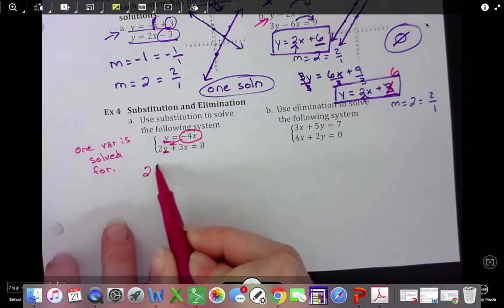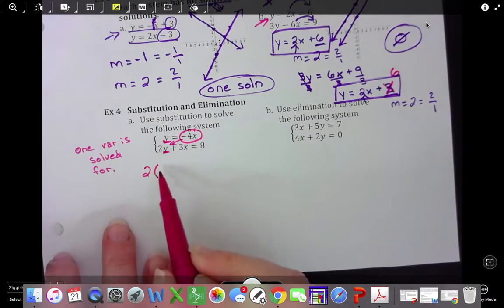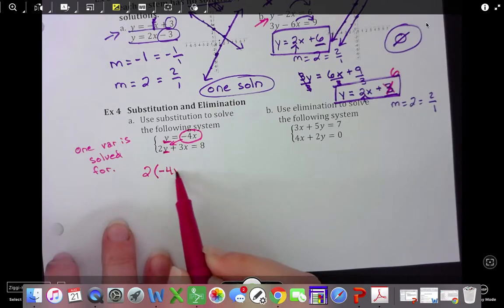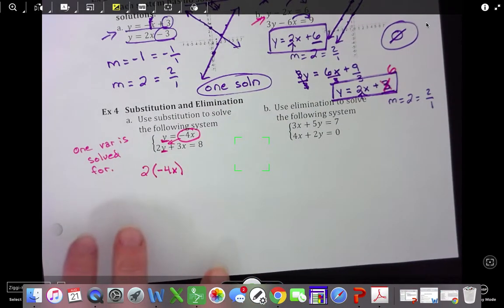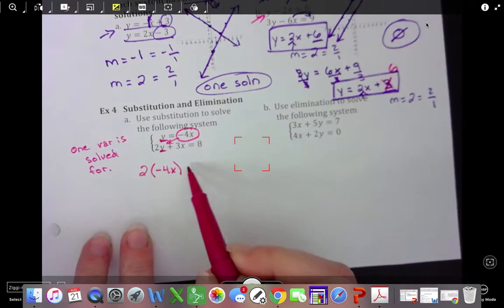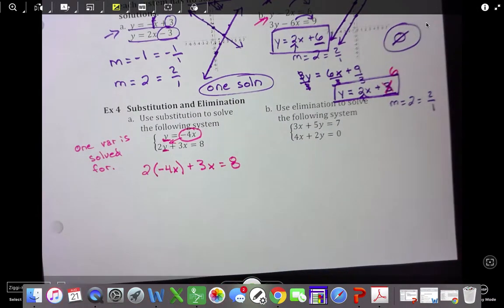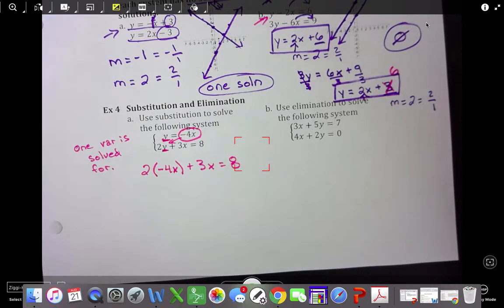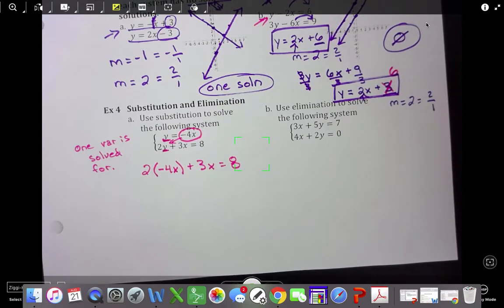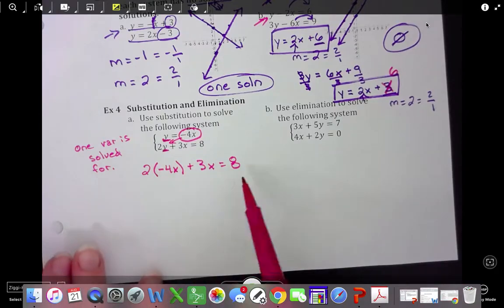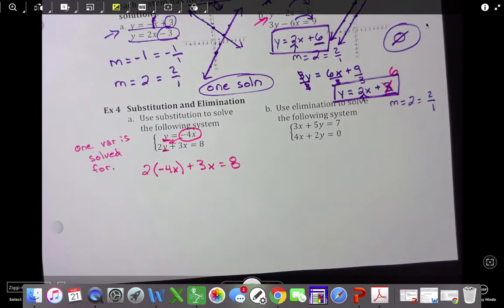In that second equation, I put 2, and instead of the y, I'm going to put negative 4x in parentheses, always, always in parentheses when you're plugging stuff in, plus 3x equals 8. Now, the reason why I did that was because now that second equation no longer has an x and a y in it. It just has x's, and I can go ahead and solve for x.